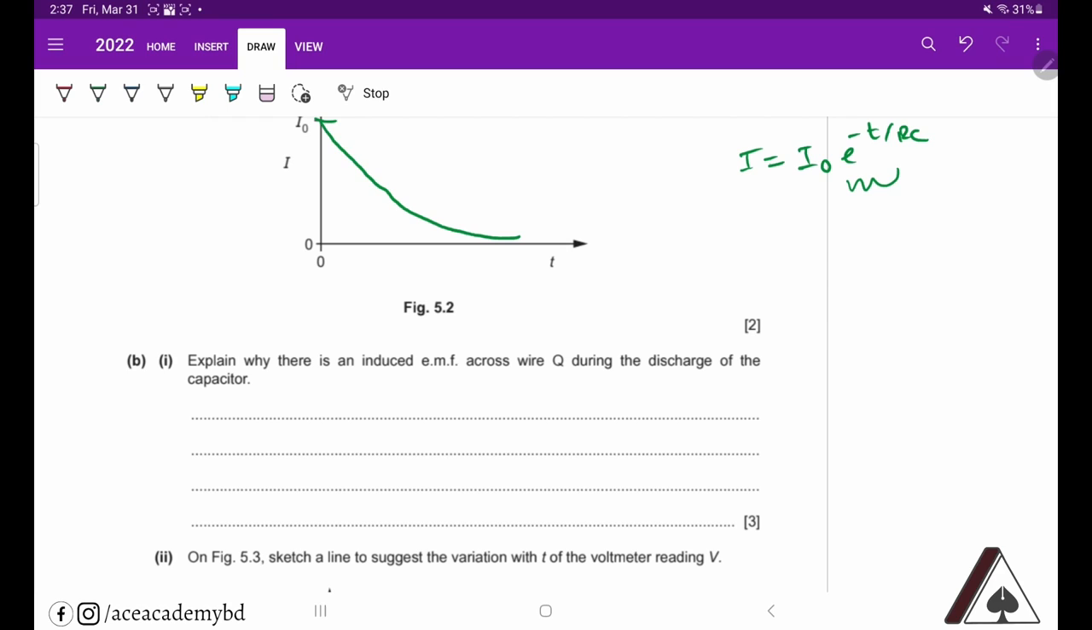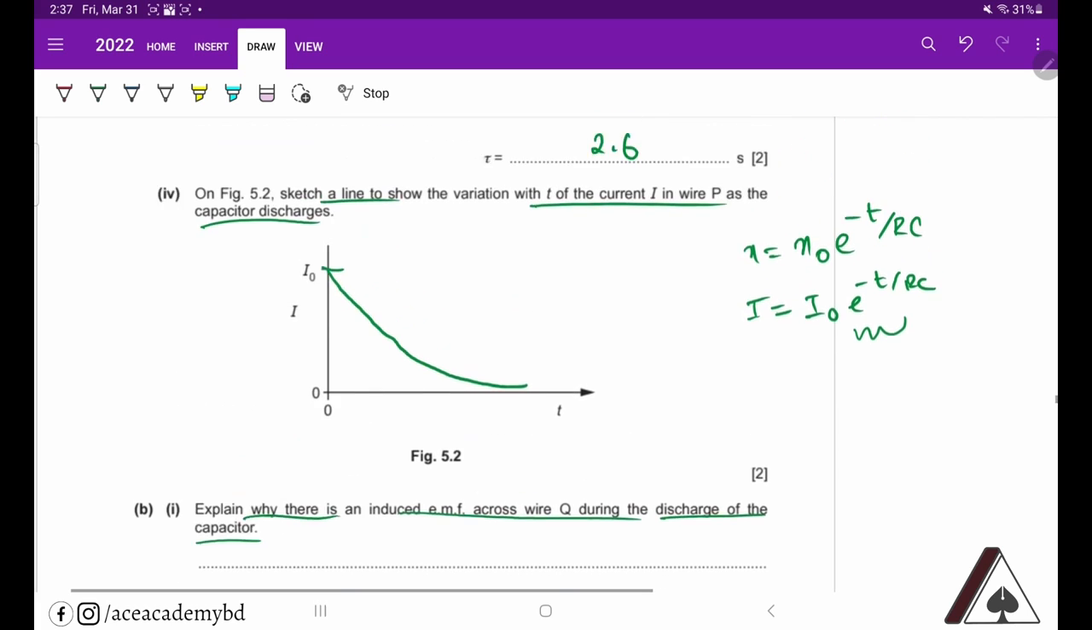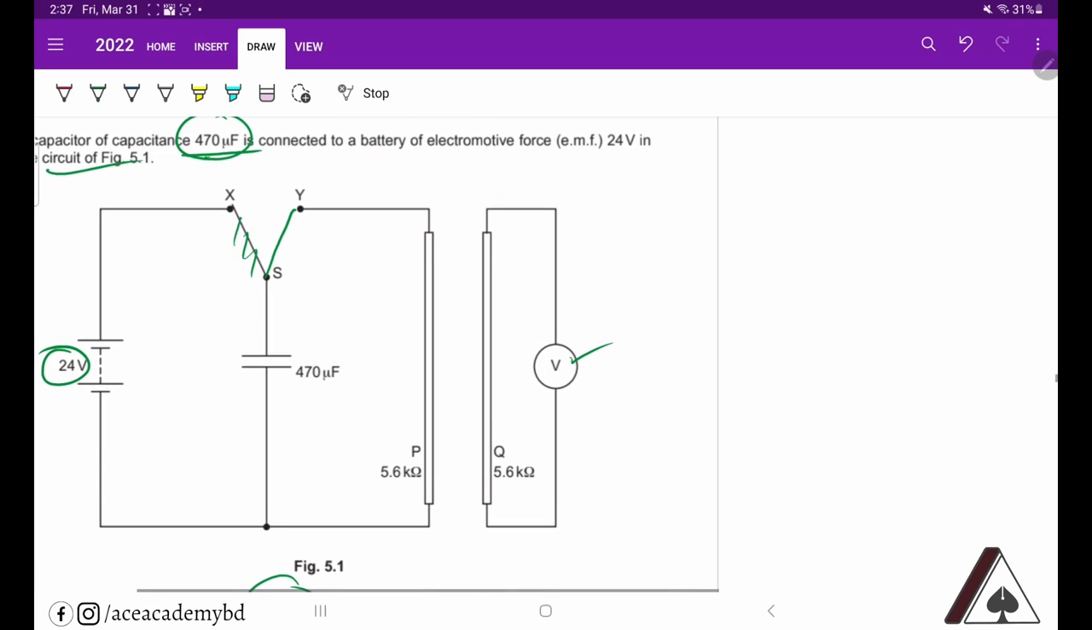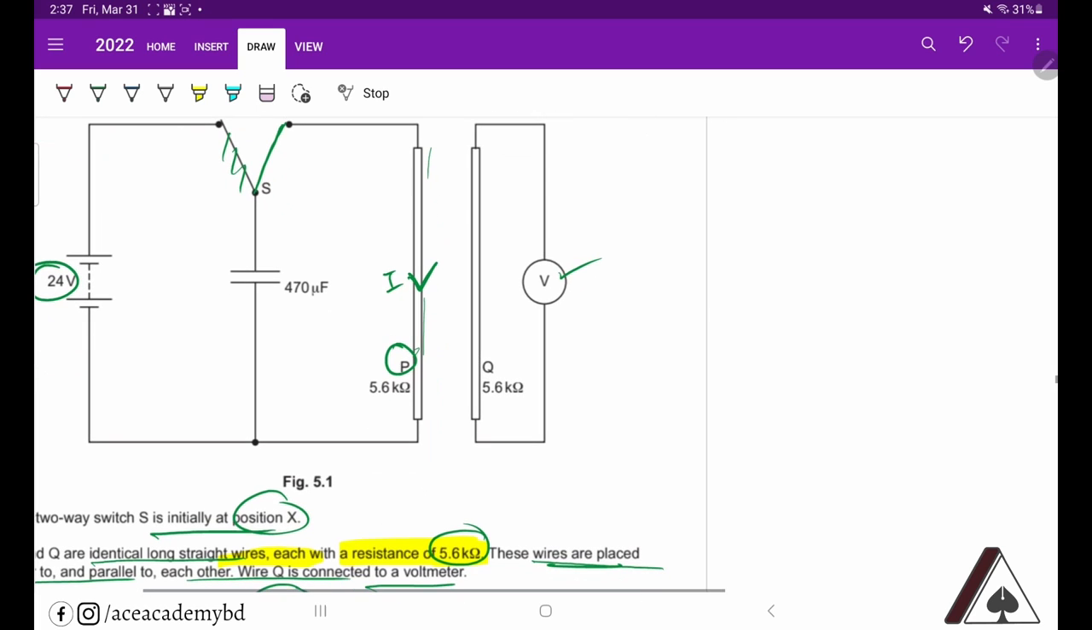Okay. Next part, it says explain why there is an induced EMF across YQ when the capacitor is discharging. So now over here, when the capacitor is discharging, when we connect S to Y, the capacitor will discharge through this wire B. And once it discharges, there will be a change in current in wire B. So for example, if we consider the direction of the current in this way, current is moving through wire B. Due to the effect of the current, there will be a magnetic field set up.